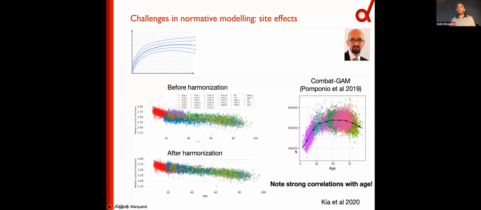And one thing I'd like to point out is that there are strong correlations, in basically every real neuroimaging sample that you're likely to encounter, between age and size. So it's important to deal with that.